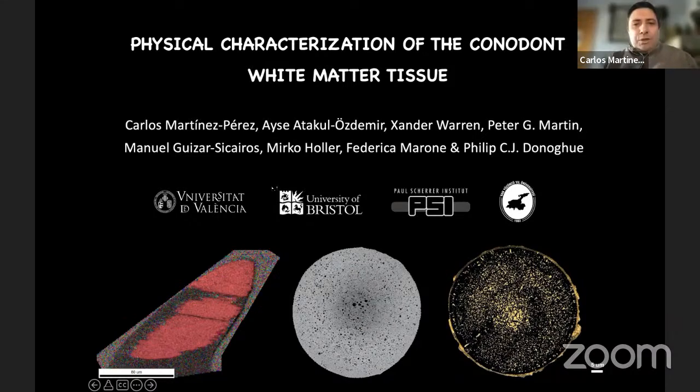I'm not sure if this is strictly related to special preservation, but at least it's the last talk of the session. So I'm Carlos, and I'm going to try to talk about the physical characterization of a specific tissue that is found in the conodont crown tissue.